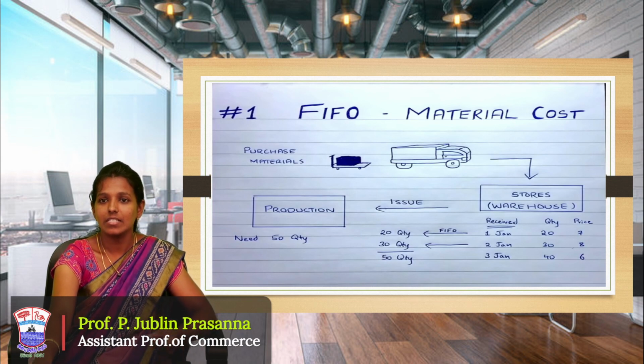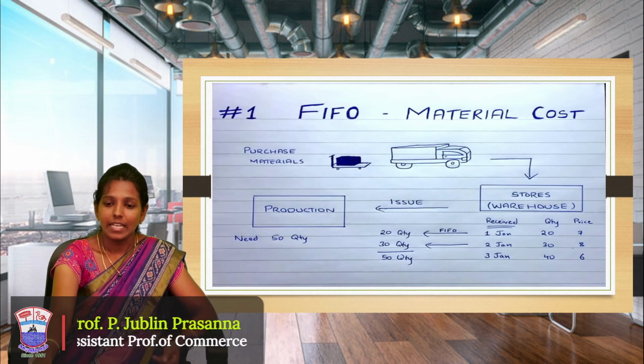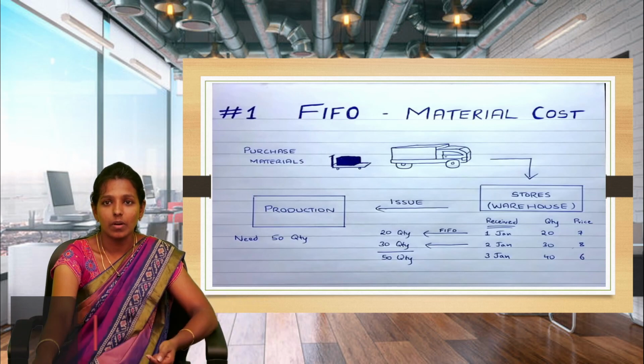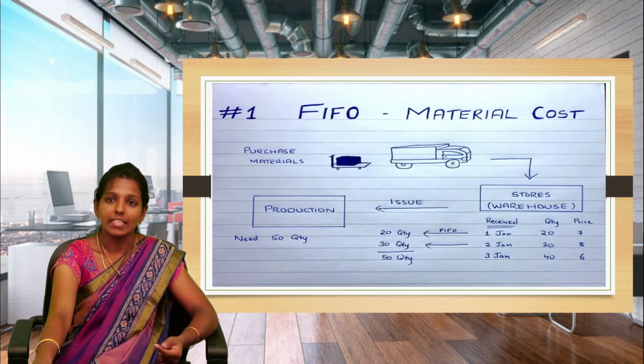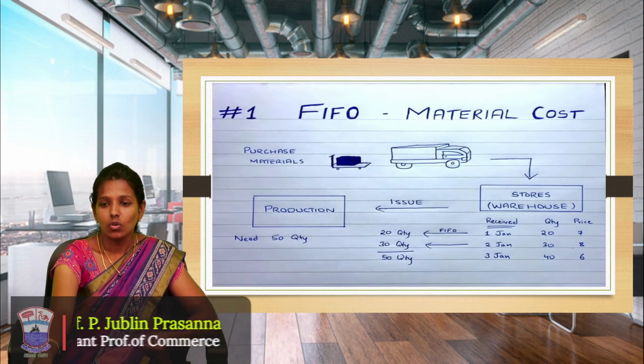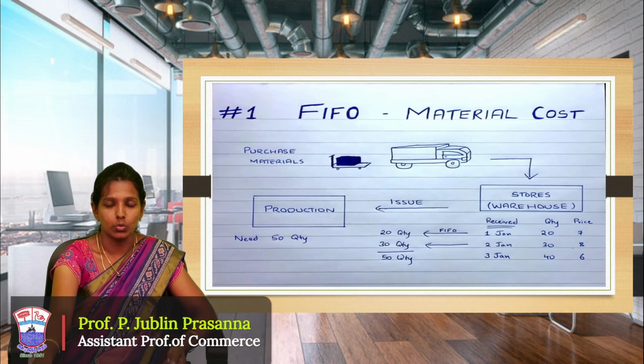The materials are received on 3 different dates: 1st January, 2nd January and 3rd January. On 1st January it receives 20 quantity at rupees 7. On 2nd January it receives 30 quantity at rupees 8, and on 3rd January it receives 40 quantity at rupees 6. So how will the price be issued under this FIFO, first in first out?